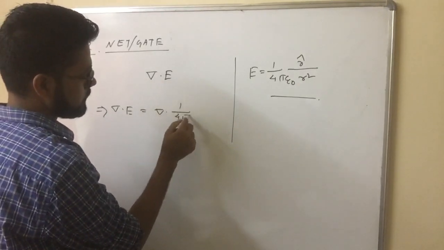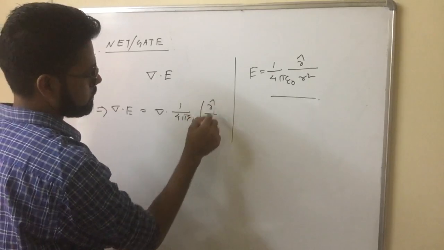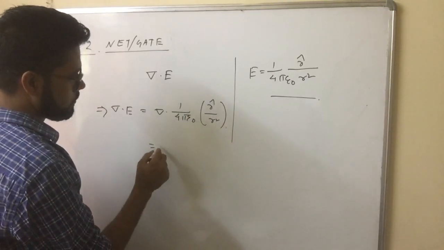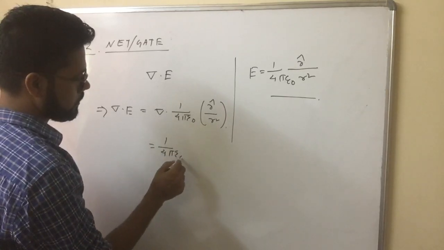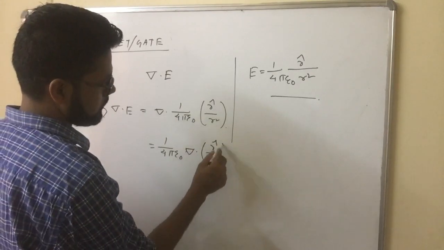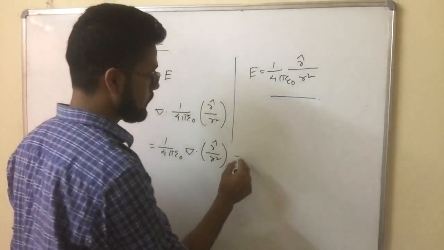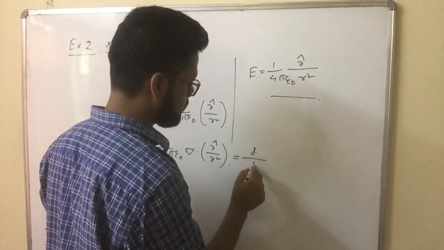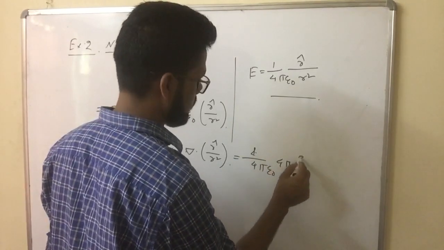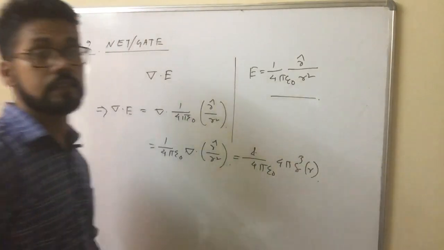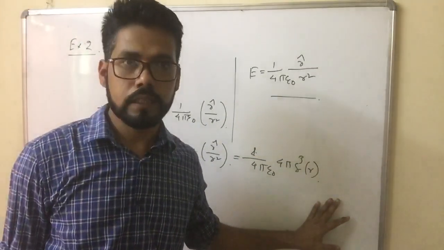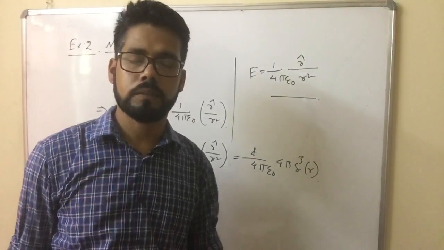1 by 4 pi epsilon naught, r cap by r square. I can write 1 by 4 pi epsilon naught, divergence of r cap by r square. Is it okay? So this means 1 by 4 pi epsilon naught times 4 pi delta cube r. This is the expression of Gauss divergence law in delta function. This is just one or two steps; you only have to understand.